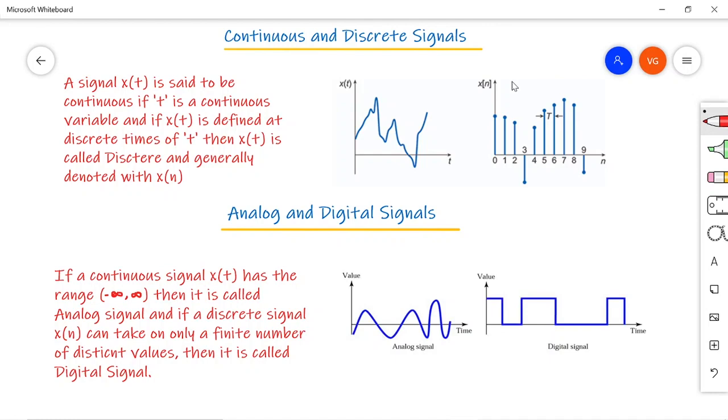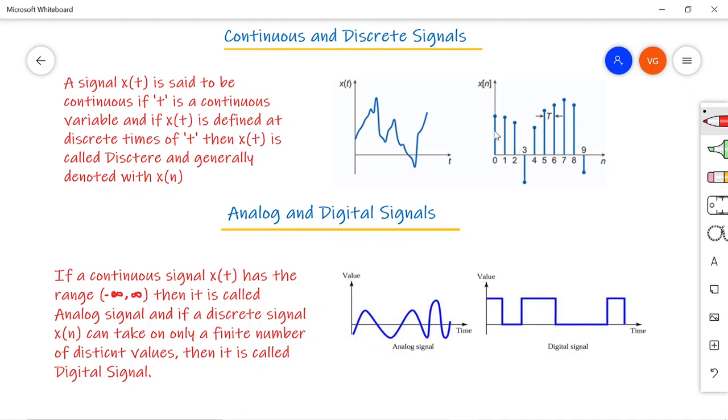If you see the first picture here, x of t is the signal that is continuously varying with respect to time, where time t is the independent variable. That is, x of t has an amplitude at any instant of time. The amplitude varies continuously with respect to time, then we call it a continuous signal. An example here is heartbeat.